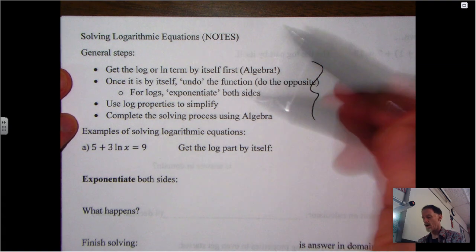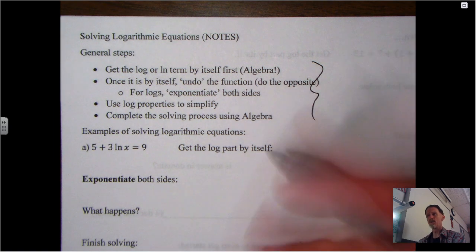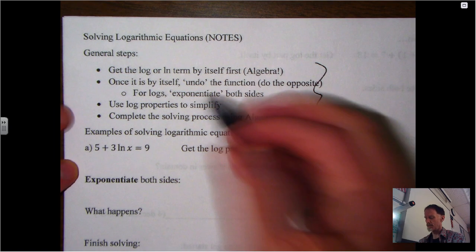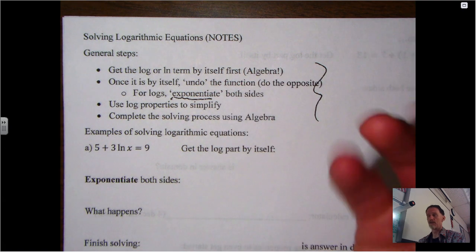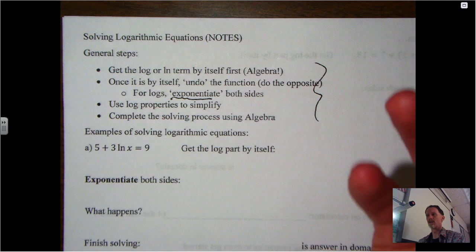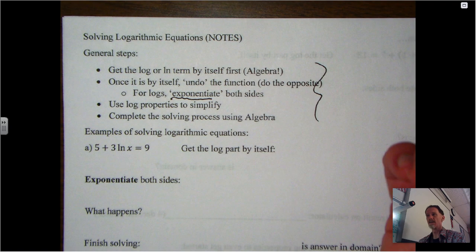We're still going to get the log or the ln term by itself. Once it's by itself, we're going to undo that. The verb for that, here's your new word of the day, is exponentiating. But you really just turn both sides into an exponential. And then just like yesterday, the log and the exponential will kind of cancel each other out, and we continue solving for x.